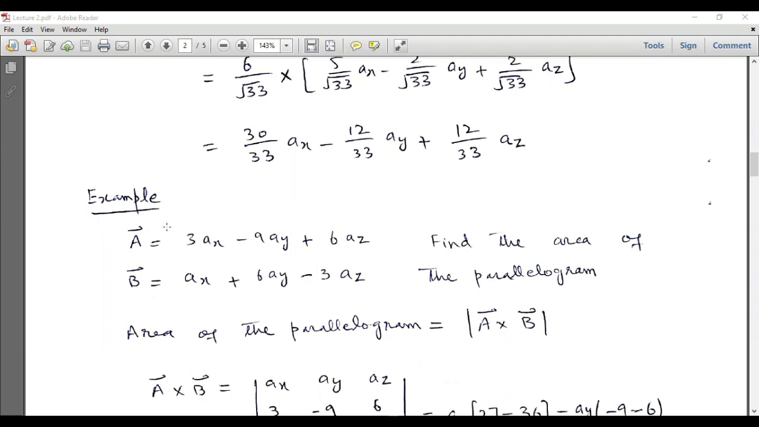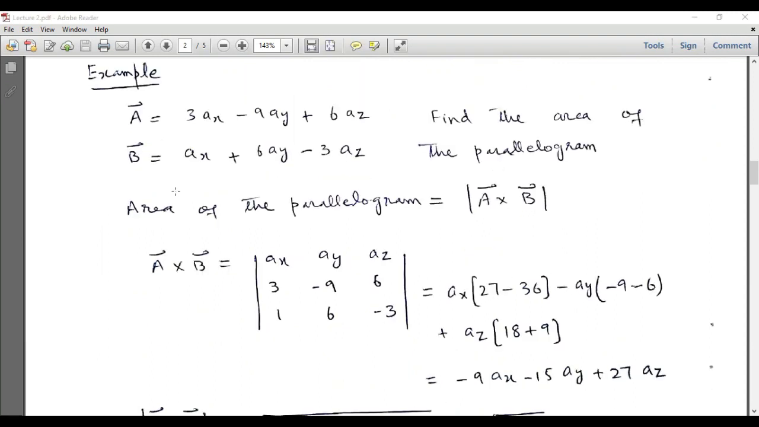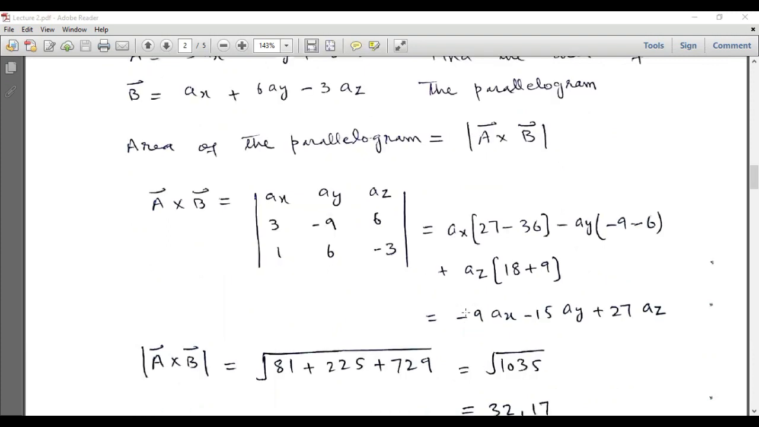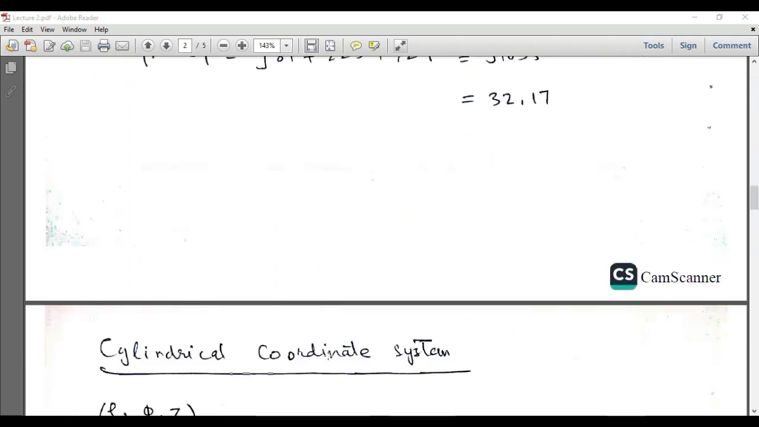In this example, I will show you how to calculate the area of a parallelogram. We have two vectors, and two vectors always make a parallelogram. The area of this parallelogram can be calculated by taking the cross product and then taking the magnitude of this cross product. By taking the cross product, we will take the determinant of these two vectors, and the first row will be the unit vectors. At the end we will get this vector which is A cross B, and when we take the magnitude of this vector, we will get the area of the parallelogram. So the area of this parallelogram is equal to 32.17. This is also a very simple example.